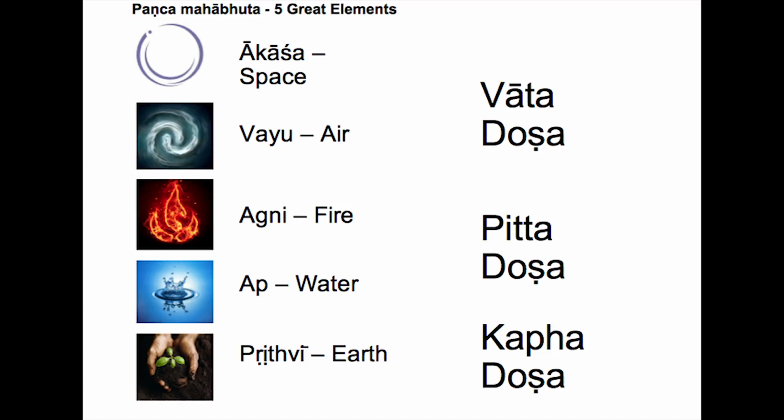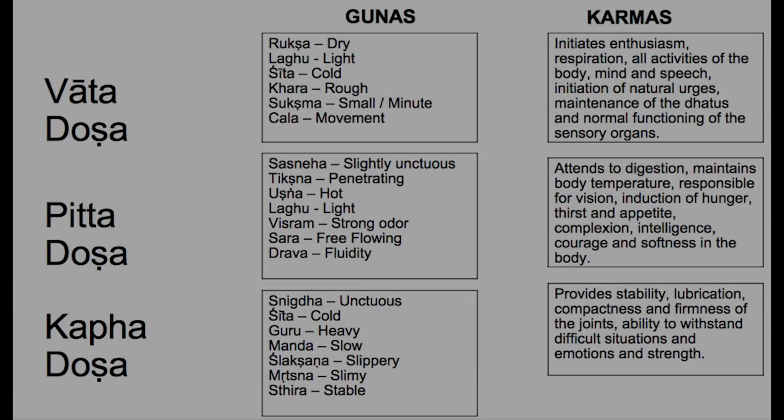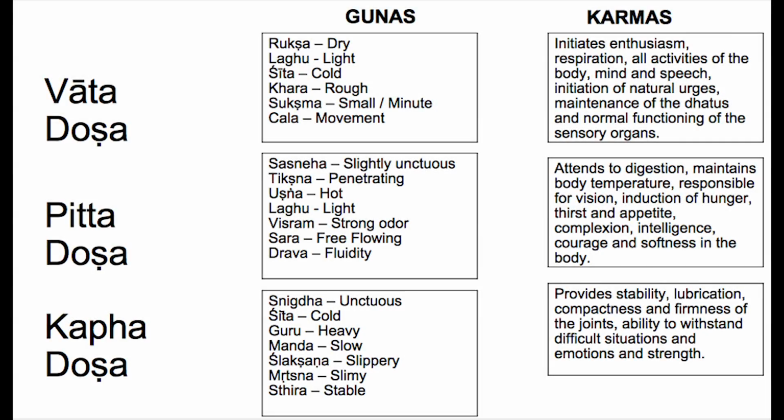We know the existence of these 5 elements by understanding the functions of the doshas. So the doshas are made up in combination of these particular elements. The Vata dosha is comprised of the space and air element. The Pitta dosha is made up of the fire and water element. And the Kapha dosha is made up of the water and earth element. Each one of these doshas has specific gunas or qualities associated with them, and that again is a representation of the qualities associated with these 5 elements.